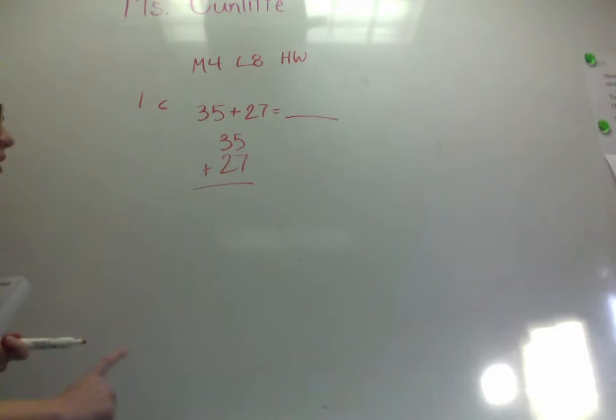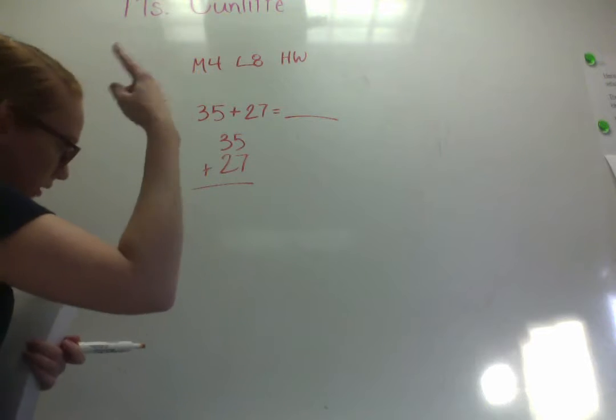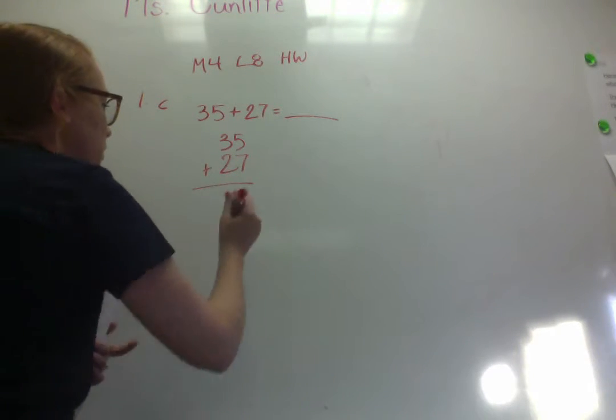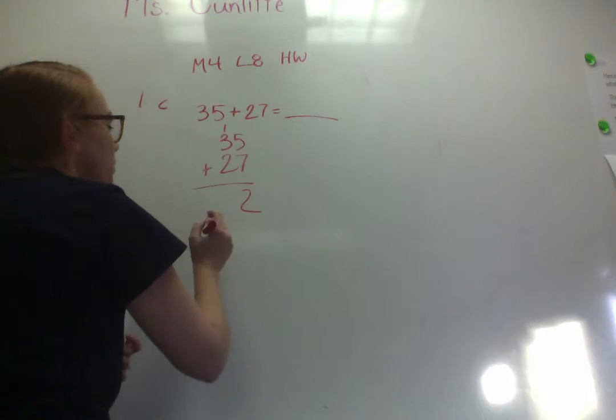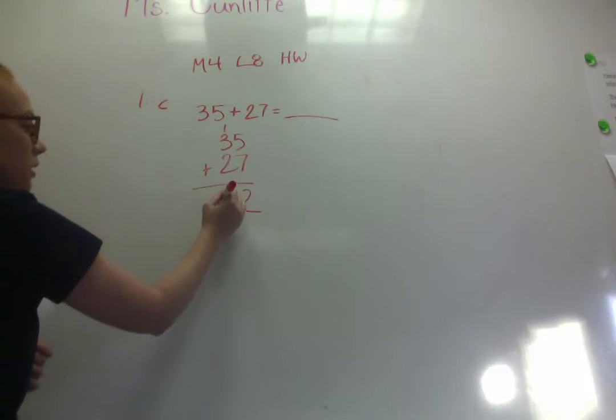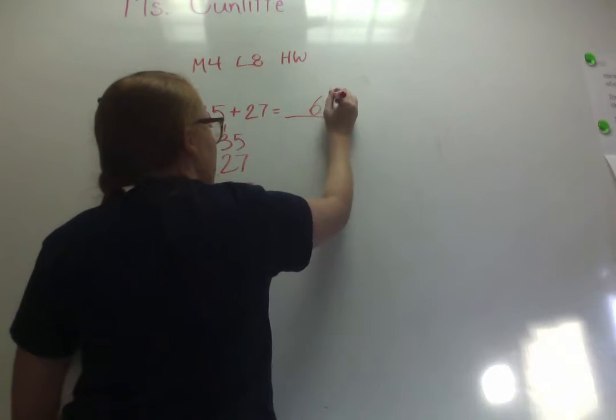5 plus 7. 7 in your head. 8, 9, 10, 11, 12. Write your 12. 1 plus 3 is 4. 4 plus 2 is 6. 62. Put it over here to save it.